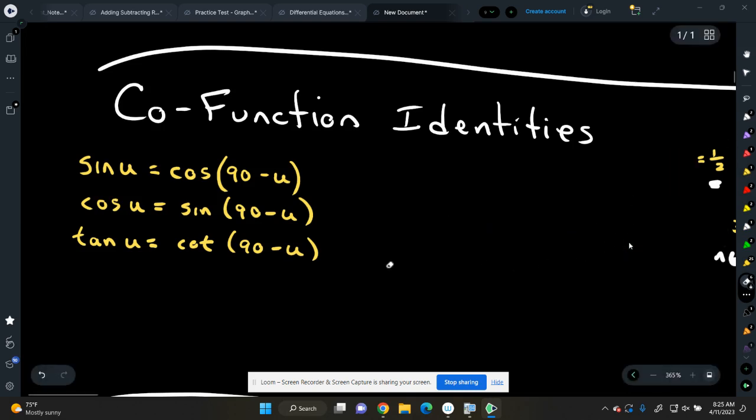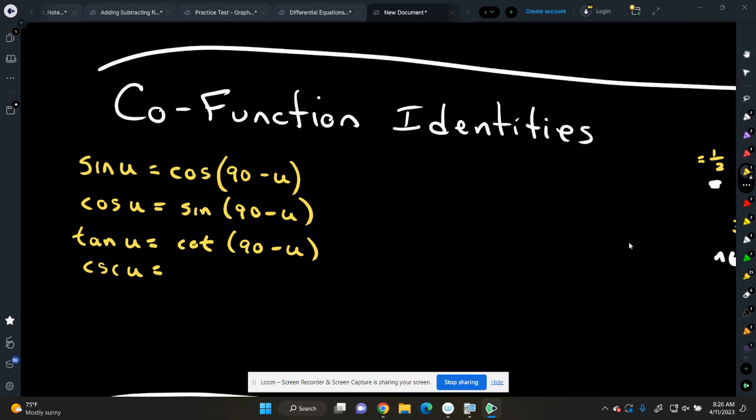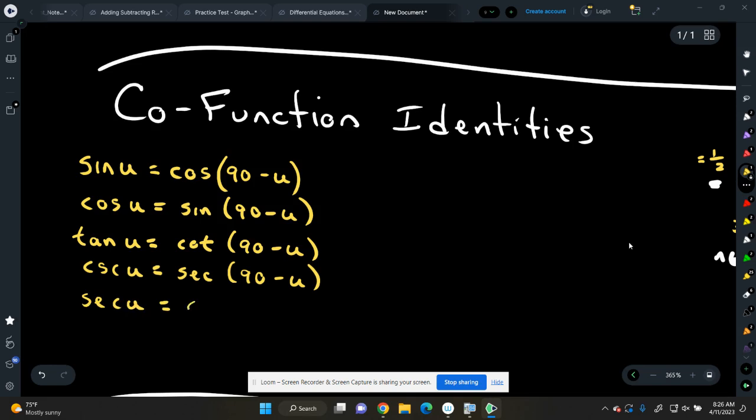Okay, and then we've got, let me see here. Cosecant of u is equal to the secant of 90 minus u. And secant of u is equal to the cosecant of 90 minus u. And then, of course, cotangent u is equal to the tangent of 90 minus u.